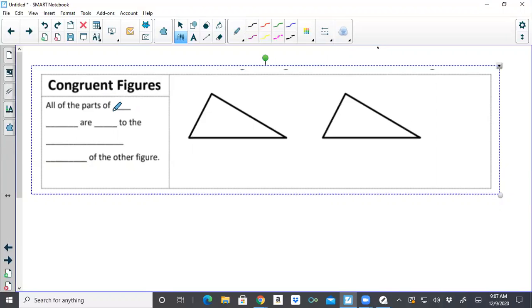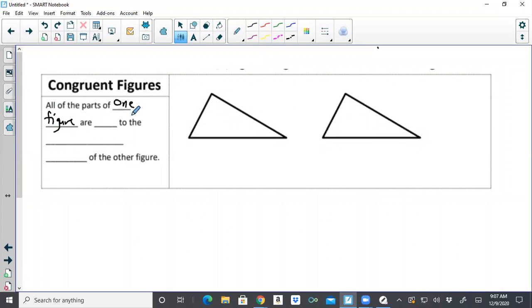99% of the time that we're going to be working in geometry, we're going to be talking about triangles. 99% of the time. All right. Now that being said, sometimes we'll have a square or a pentagon or a rectangle or something that pops up. But most of the time we're going to be talking about triangles. So with a congruent figure, it's saying that all parts of one figure are congruent to the corresponding parts of the other figure.